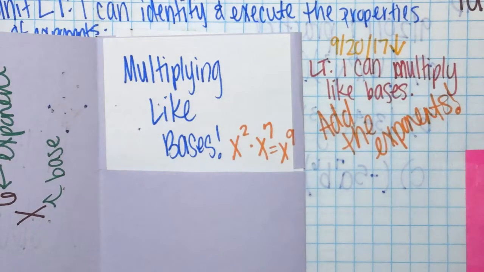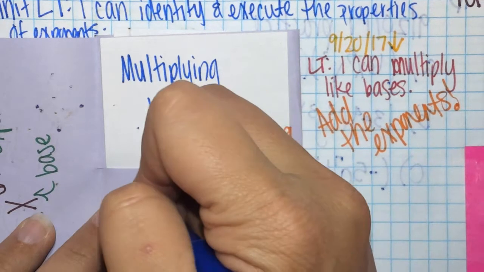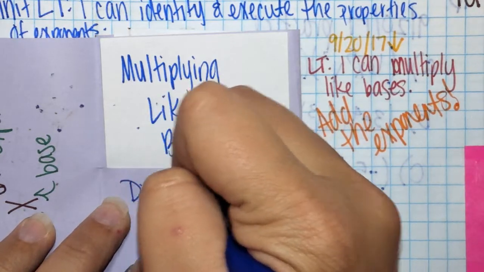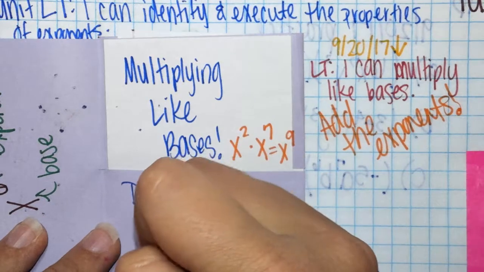So if we divide like bases, what should we do to the exponents? What do you think? Subtract. That's all you do. So, dividing like bases.